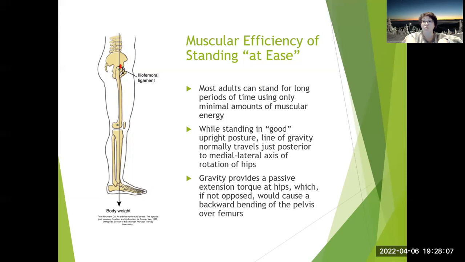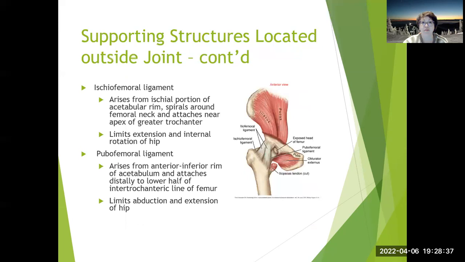So we can lean into our hip ligaments a little bit and stand for a long period of time using minimal amounts of muscular energy. What a good function that is, right? Conserving energy is one of our body's main things it wants to do. It wants to save our energy for when we need it. So if we use up all of our energy just standing there, we're not going to have any left to do things that we need to do.